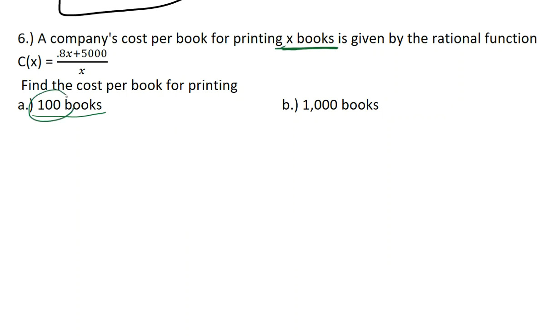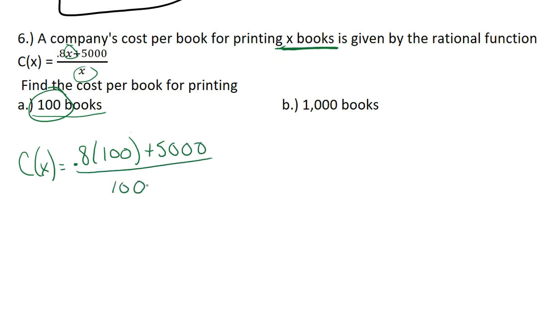So all we're going to do is take 100 and plug it in there. So the cost will be equal to 0.8 times 100 plus 5,000 over 100. When you go ahead and evaluate that, that's 50.80.